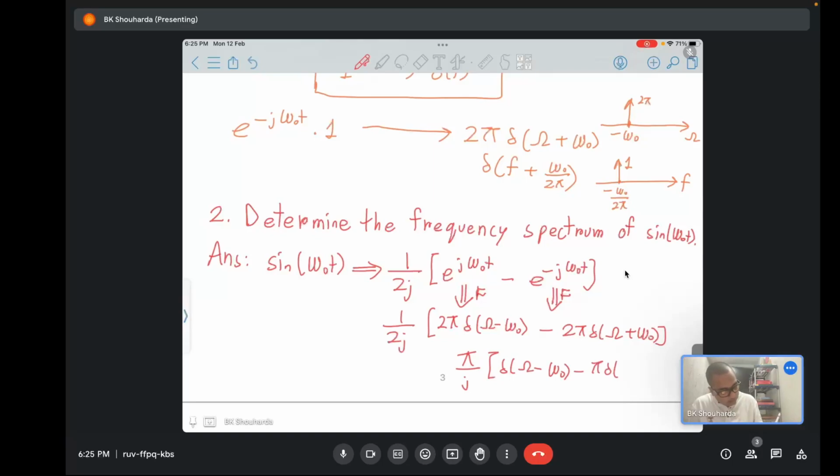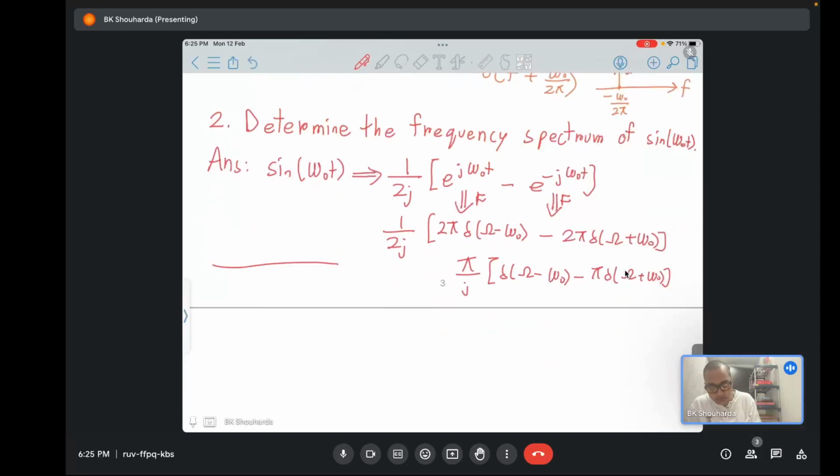Now note that you will see a lot of options, and the correct option in that case, which you will be drawing for your exam's sake, is pi upon j at omega naught and minus pi upon j at minus omega naught, F of omega. But let me tell you, in reality this is not completely correct, or in fact it's a wrong way of representing the spectrum.